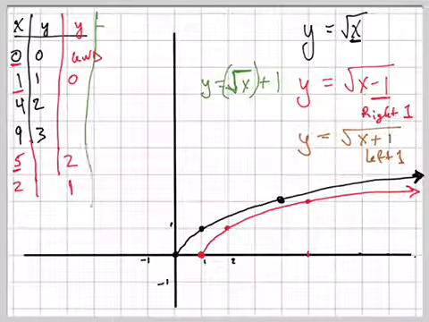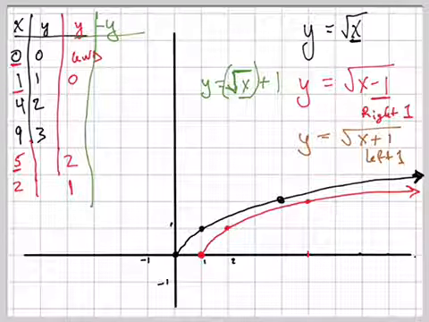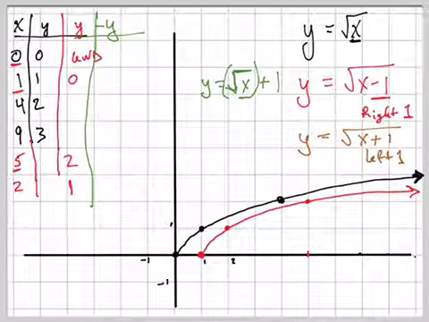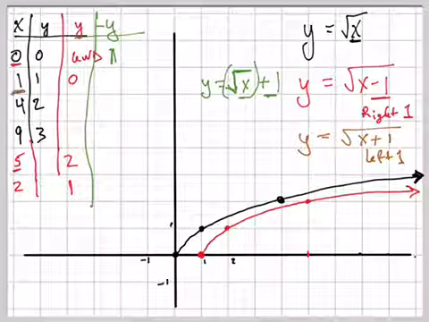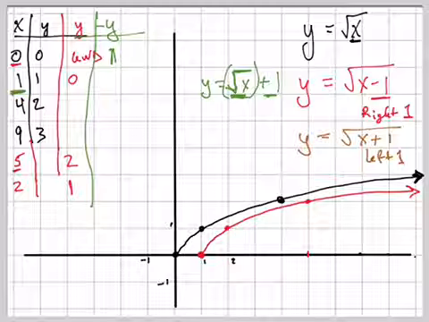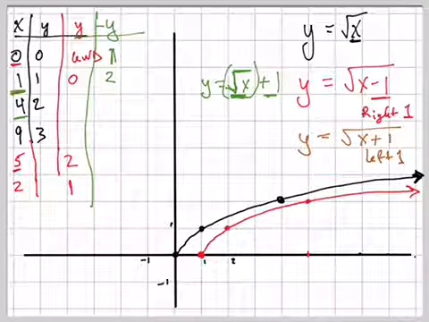Shift up or down. Which way, up or down? Up. Let's test it. When I plug in 0, what do I get? 0 plus 1, which is 1. When I plug in 1, what do I get? 1 plus 1, which is 2.